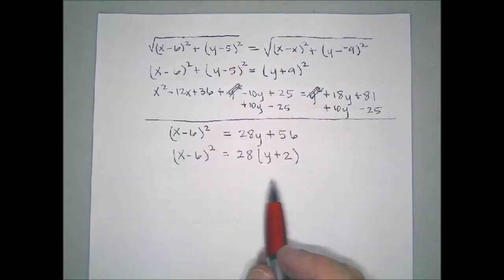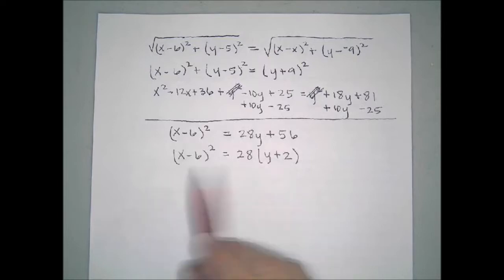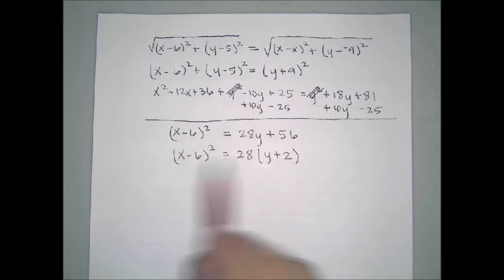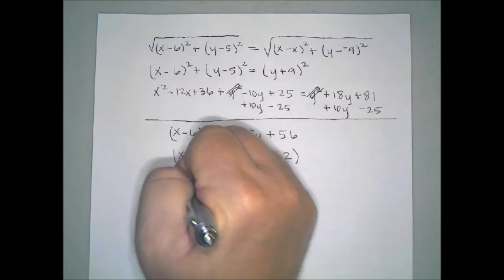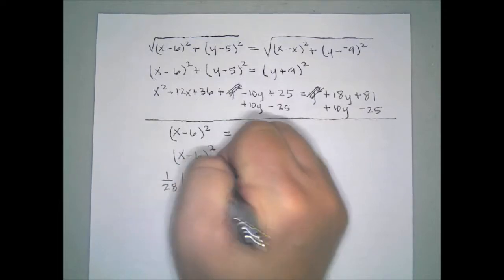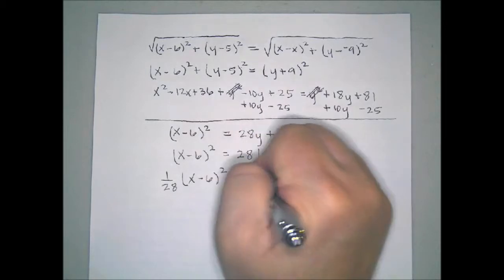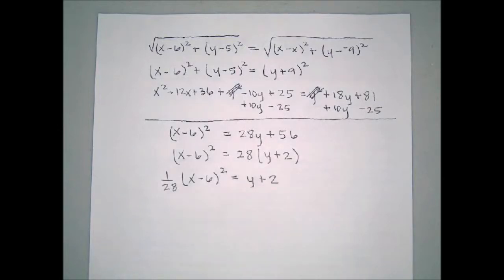Now, depending on what form they want, this could be the correct answer right here. This is the equation of that parabola. But if we wanted the y equals form, the descriptive form, I'm going to now multiply both sides by 1 over 28, and this would be 1 over 28 x minus 6 squared equals y plus 2. That would be how I got rid of that 28, was by multiplying both sides by 1 over 28.